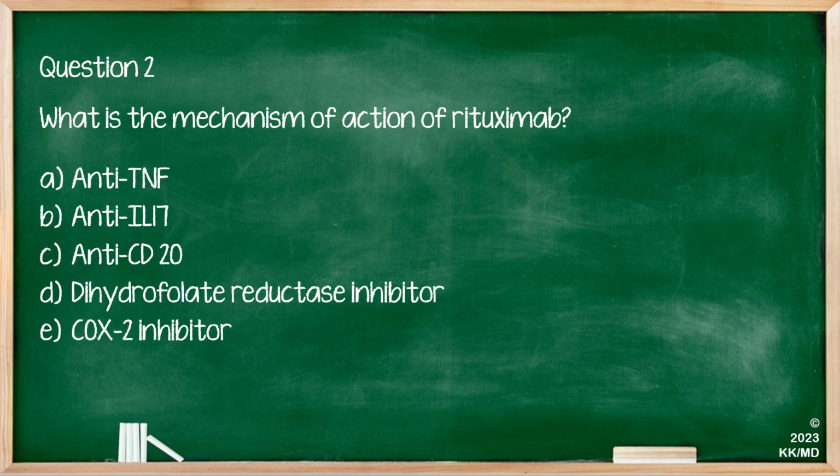Question 2. What is the mechanism of action of rituximab? Anti-TNF, anti-IL-17, anti-CD20, dihydrofolate reductase inhibitor, or a COX-2 inhibitor? So the correct answer here, if you remember from an earlier slide, is anti-CD20. Just to go through the others, anti-TNF inhibitors include examples such as infliximab and adalimumab. Anti-IL-17 includes secukinumab. Dihydrofolate reductase inhibitor is methotrexate. And COX-2 inhibitors will be discussed in the next episode, but do include drugs such as celecoxib.